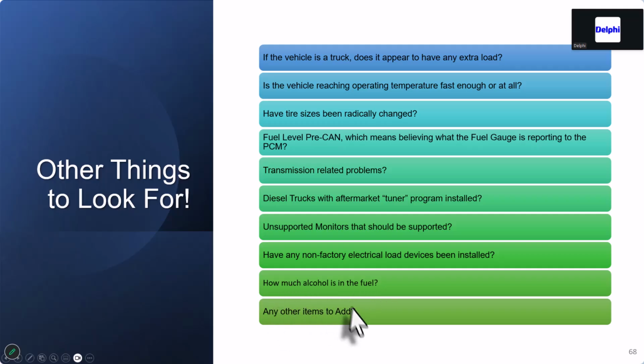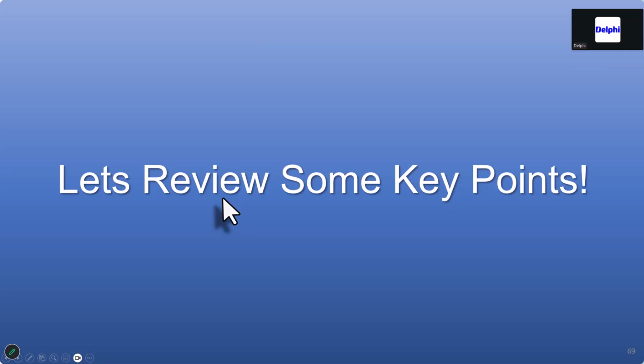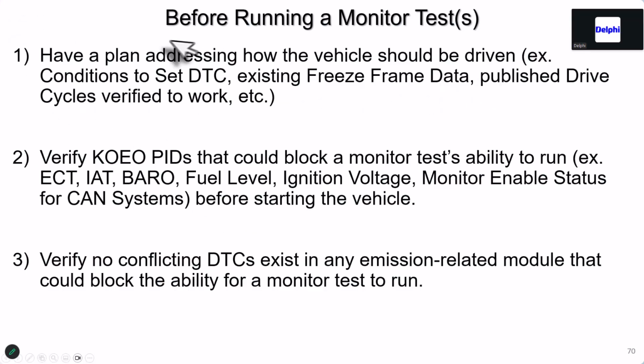I'm sure if we queried this whole group, we could come up with probably a bunch more to populate this list. So, takeaways: have a plan, get your conditions. If you don't have your conditions set, use existing freeze frame. Remember, published drive cycles are nice, but they can work out of order. Startup temperature changes them. Verify these important PIDs and enable status, key on engine off, and verify there are no conflicting DTCs.